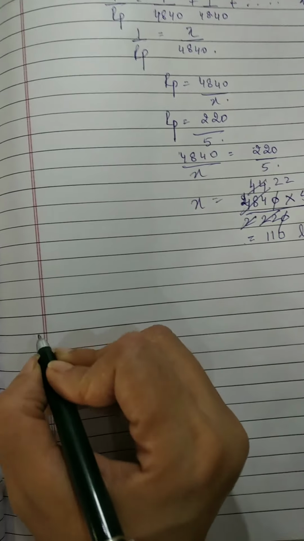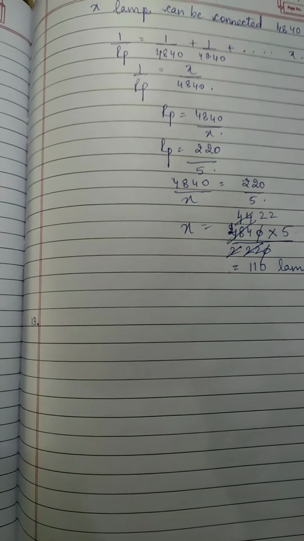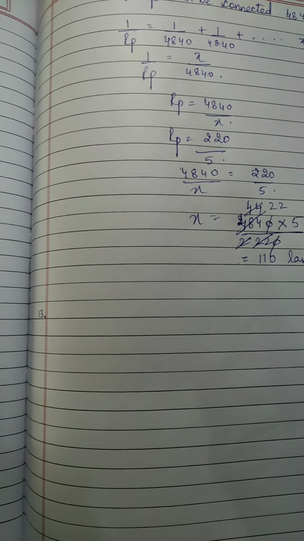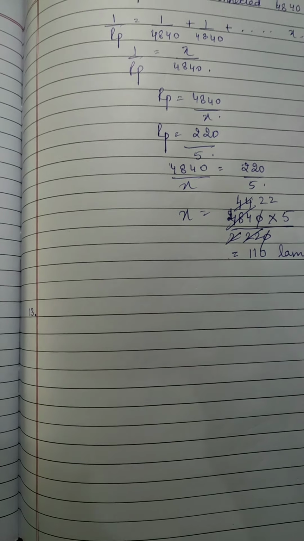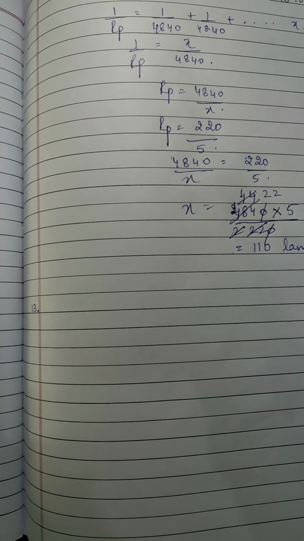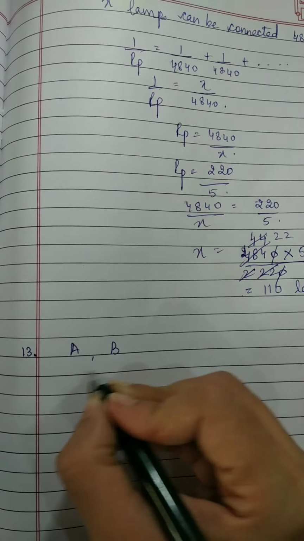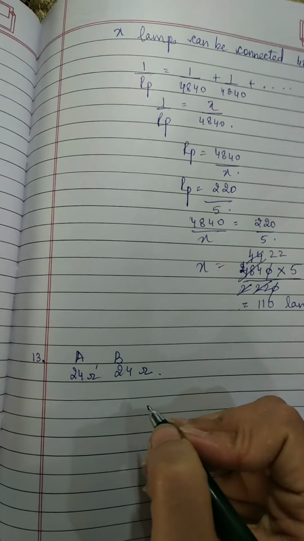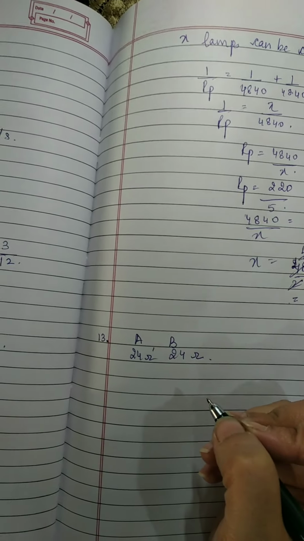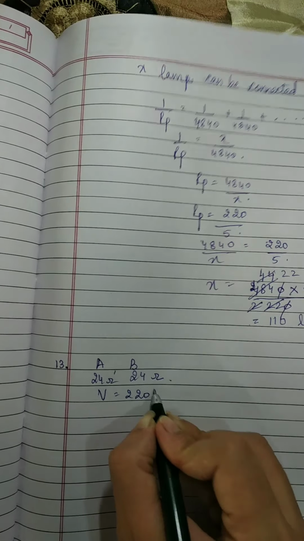Moving on to question number 13. A hot plate of electric oven connected to a 220 volt line has two resistance coils A and B, each of 24 ohm resistance. So we have two coils A and B whose resistance is 24 and 24, right? The question states that first they are supported by 220 volt supply line.